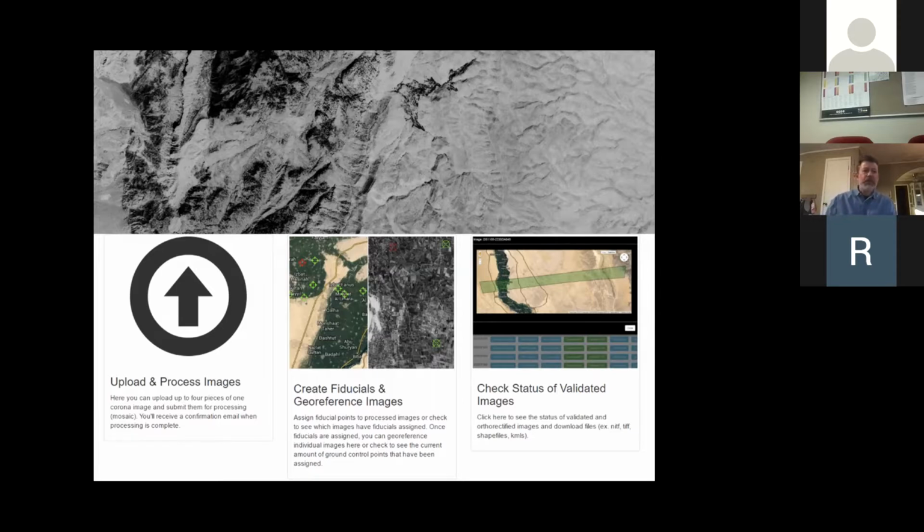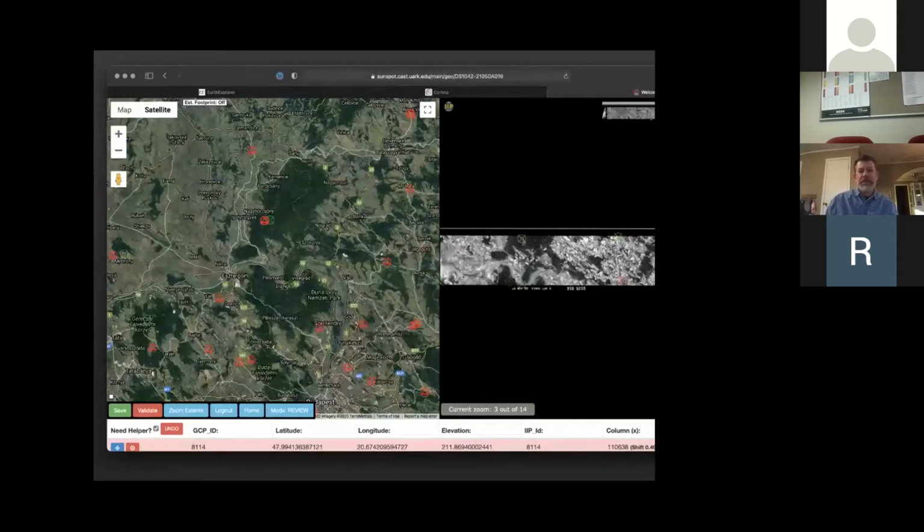And so this is the measuring interface that we have on Sunspot. So you have the Google backdrop on the left and the Corona image on the right. And you can see in red there, those are previously measured ground control points. Those are stored in the system. And the new ones that are added, you can see in green there. So this is an interactive system that allows you to go through and measure and remeasure points as you like.